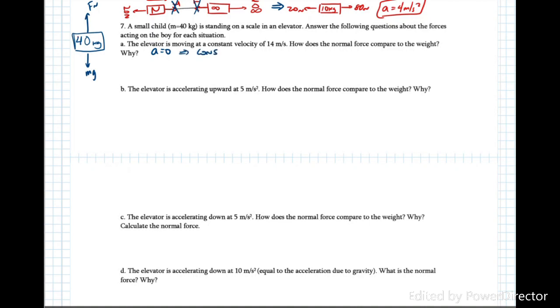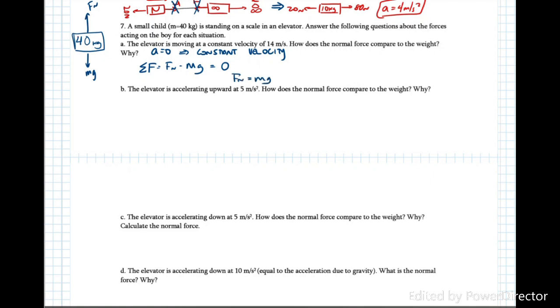What that tells us is that we have constant velocity. That's how we know. When the acceleration is 0, when I have constant velocity, my net force, the normal force minus the weight, is equal to 0. Because I have 0 acceleration, I have a net force of 0. That tells me that the normal force is equal to the weight.